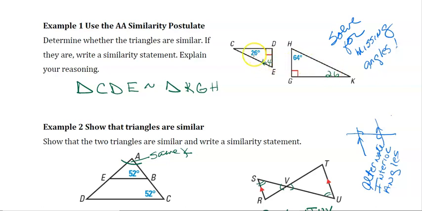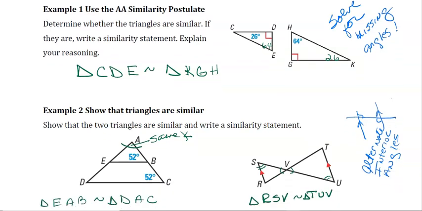Now I have two identical angles, 26 and the right angle, 26 and the right angle, or you could have said 64 and 26, 64 and 26, or you could have said 64 and the right angle, 64 and the right angle. Any of those combinations get you angle-angle similarity, and you can use that now to write your similarity statement. Okay, moving down to number 2.